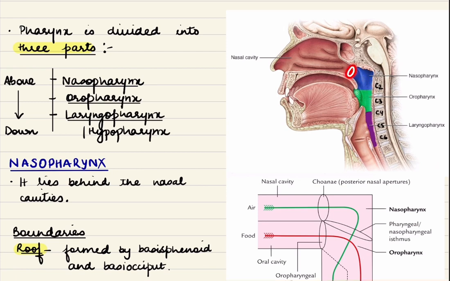Anteriorly it is communicating with the nasal cavities through the posterior choana, and posteriorly it is bounded mainly by the C1 vertebra, which is covered by the prevertebral musculature and the fascia.